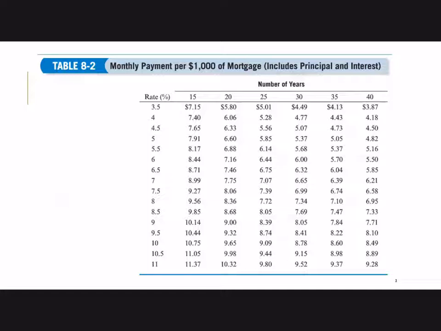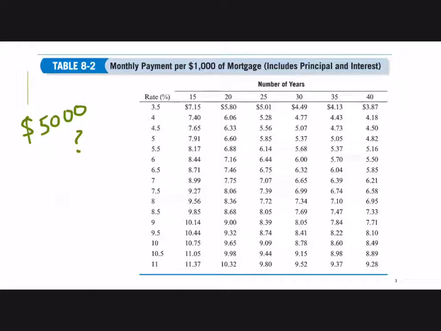Alright, let's look at one way to calculate the monthly payment on a mortgage. This is a table from the textbook, and this shows you the monthly payment per $1,000 of mortgage. This includes the principal and the interest. So for example, let's say you purchase a tiny house for $5,000, and you want to know what your monthly payment is going to be on that tiny house.